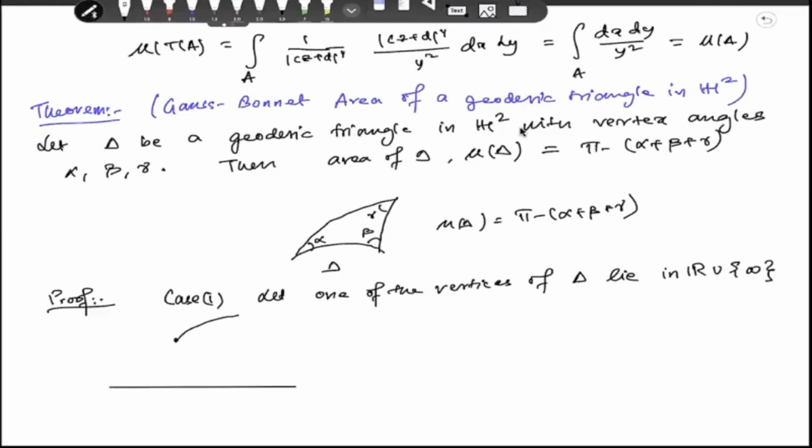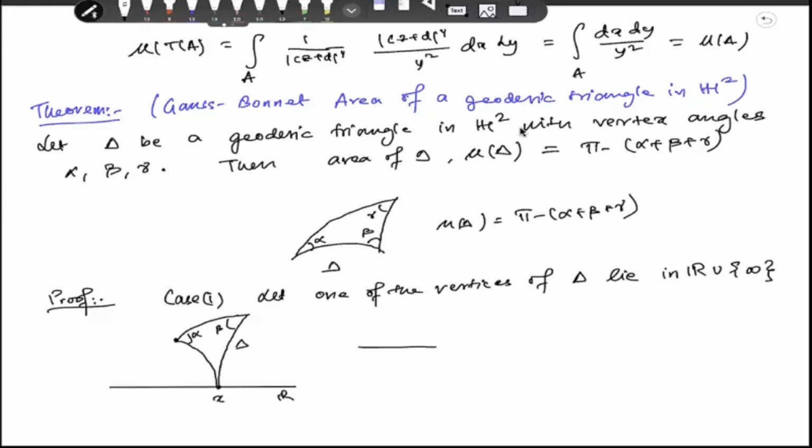So the picture will be like this. This is my delta, and these are my vertex angles. Suppose this is my triangle. What we are first going to prove is that the area of this triangle is pi minus alpha plus beta. This is my real line, and one of the vertices of this triangle is on the real line, and it is x.